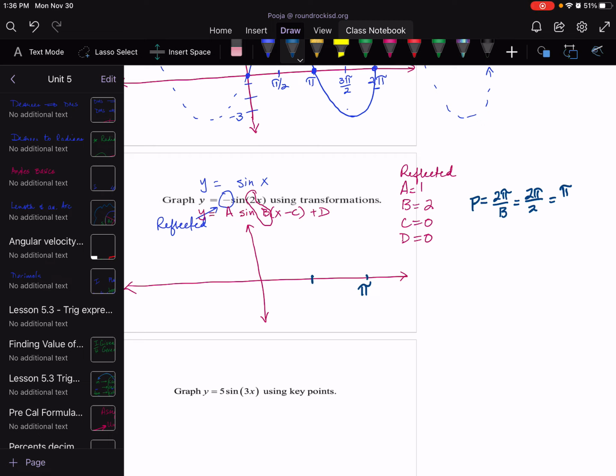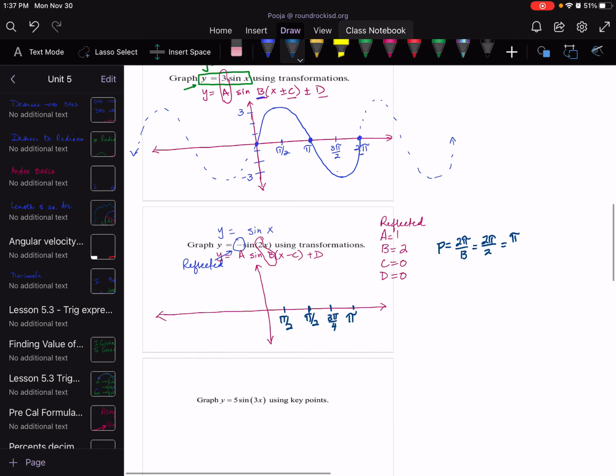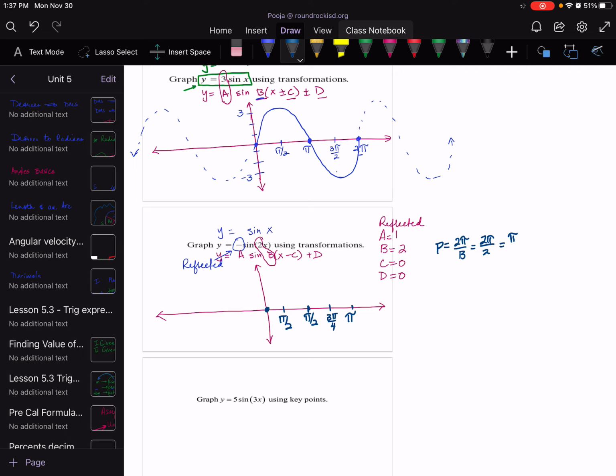So I'm going to mark half of that, and half of that, which would be between pi over 2 and pi, would be 3 pi over 4. And you can look it up on your unit circle. And 0 is 0, and this is the end of the cycle. So keep the cycle in mind. The cycle is still the same. It goes up, goes down, and comes back here. But the period is not 2 pi anymore.